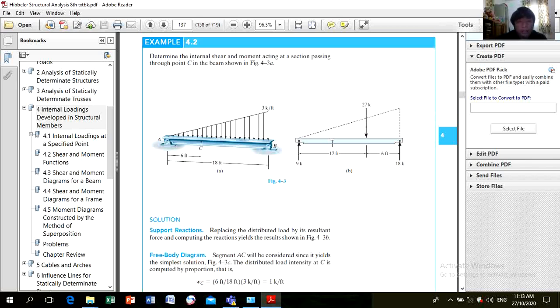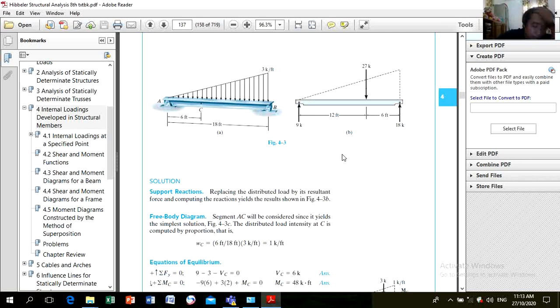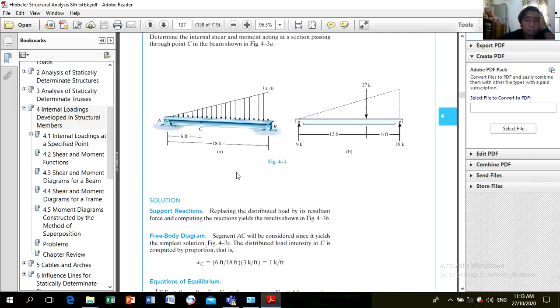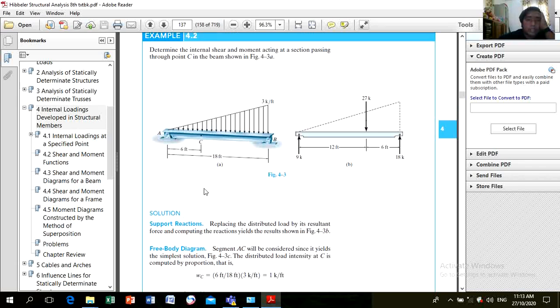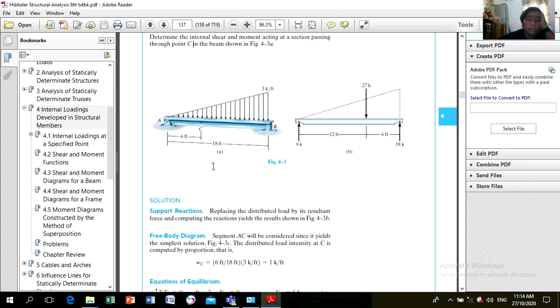So another example: determine the internal shear and moment acting at the section passing through point C. What is the procedure? First, you need to identify the reactions. After you have the reactions, you can draw the free body diagram wherein you cut where the internal forces, the internal shear and internal moment, act. Then lastly, you use the equations of equilibrium.